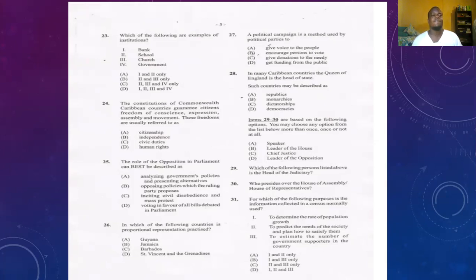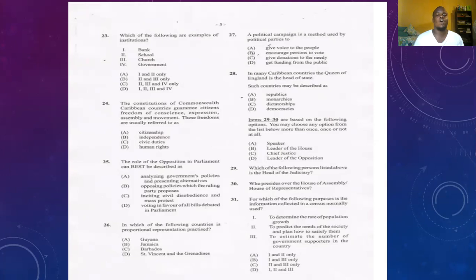24. The Constitution of Commonwealth Caribbean countries guarantees citizens freedom of conscience, expression, assembly, and movement. These freedoms are usually referred to as A, citizenship, B, independence, C, civic duties, or D, human rights. The answer is D, human rights.